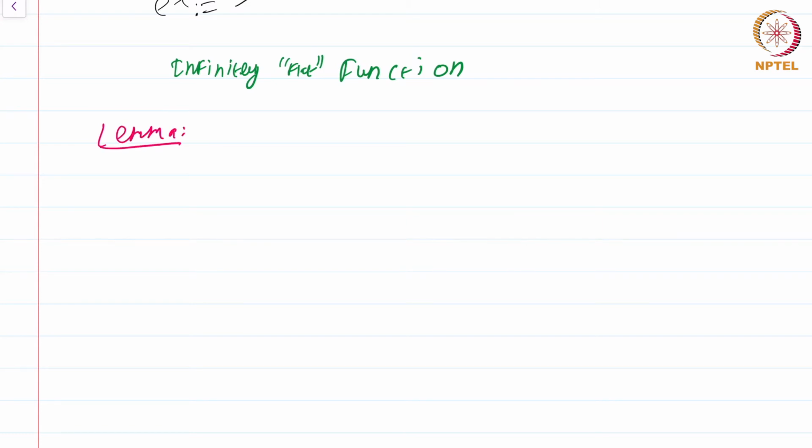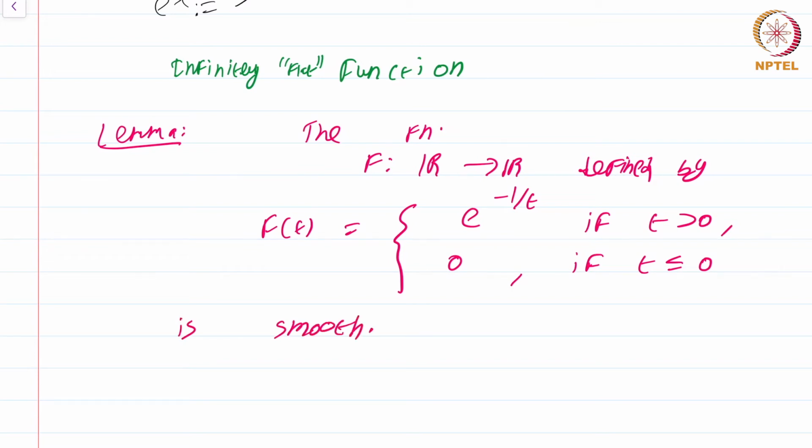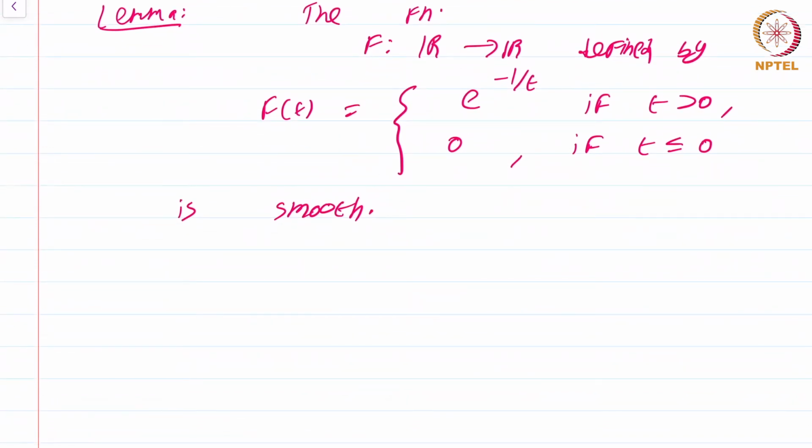Lemma. The function f from R to R defined by f of t is equal to e power minus 1 by t if t is greater than 0, and 0 if t is less than or equal to 0 is smooth. Okay, this function, which is defined in two pieces as e power minus 1 by t if t is greater than 0, and 0 if t is less than or equal to 0, is actually a smooth function.